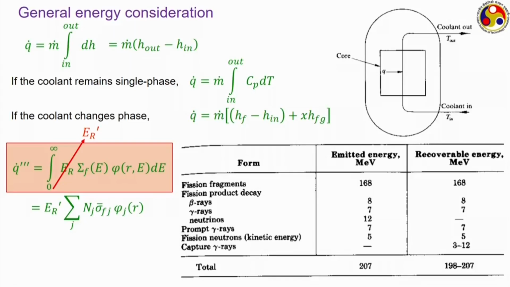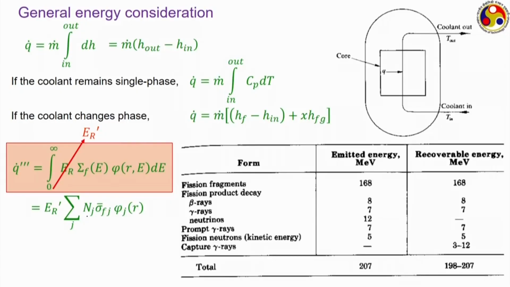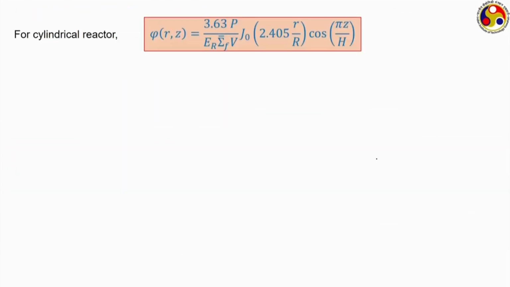Here g refers to any particular such group, Nj is the total number of nuclei present there, and sigma Fj is the average microscopic fission cross section under that group, and phi of course is the neutron flux distribution of that energy level. We already spent lots of time in the previous module discussing the distribution of this phi, and let us take one result from there. This is the one result that was shown there for a cylindrical reactor or a cylindrical fuel element. Here this J naught is the Bessel function.